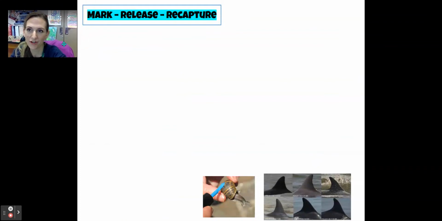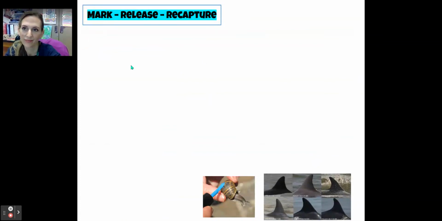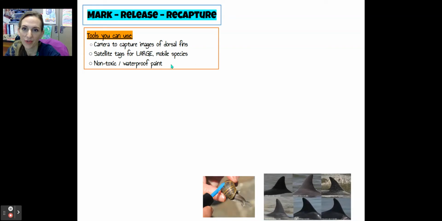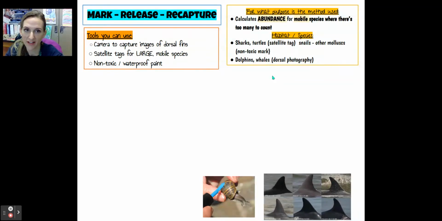Okay, mark, release, recapture. So we could use a camera to take pictures of dorsal fins. We could use a satellite tag for large mobile species like turtles and sharks, or non-toxic waterproof paint. This will calculate the abundance for mobile species when there's way too many to count. Sharks, turtles could use a satellite tag. Snails, you could use some non-toxic paint.